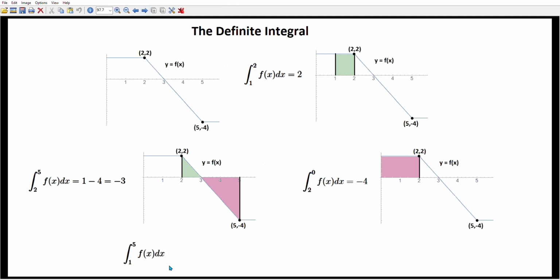Now, let's look at the definite integral from 1 to 5 of f of x dx. Now, if we look at this, we go from 1 to 5. That's the same as going from 1 to 2, plus from 2 to 5, and we've done both of those. From 1 to 2, the definite integral gave us 2. From 2 to 5, the definite integral gave us minus 3. So if we go from 1 to 5, we get the sum of those, 2 minus 3, or minus 1. Again, this integral plus this integral gets us the integral from 1 to 5.